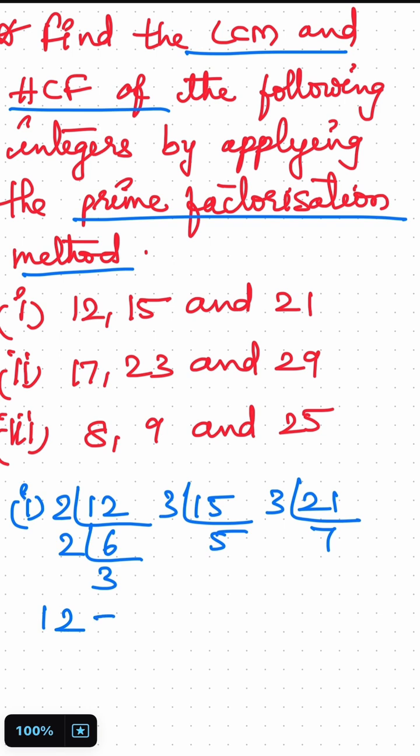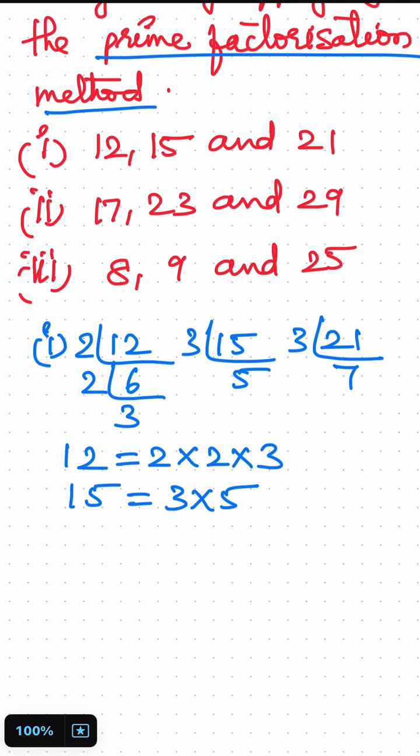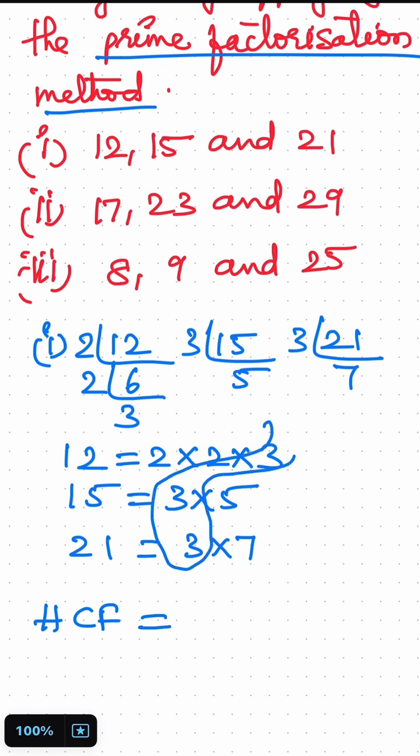So 12 factors, product of 2, 2 and 3. 15 is equal to product of 3 and 5. 21 equal to product of 3 and 7. Okay. In this, HCF means in all, what is the common number, that you write. 3 is there. HCF is 3.